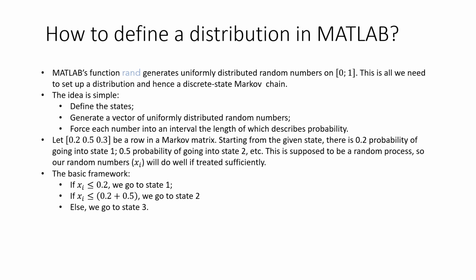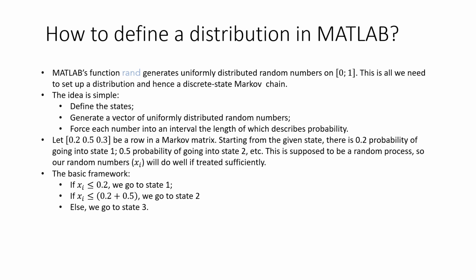In this extra session, we will try to define a discrete state Markov chain in MATLAB. This is the first MATLAB session in this course. First of all, we need to find a way in which we can define a distribution. MATLAB has a random number generator. This is a function rand that generates uniformly distributed random numbers on the closed interval 0, 1. This is all we need to set up any distribution in MATLAB.